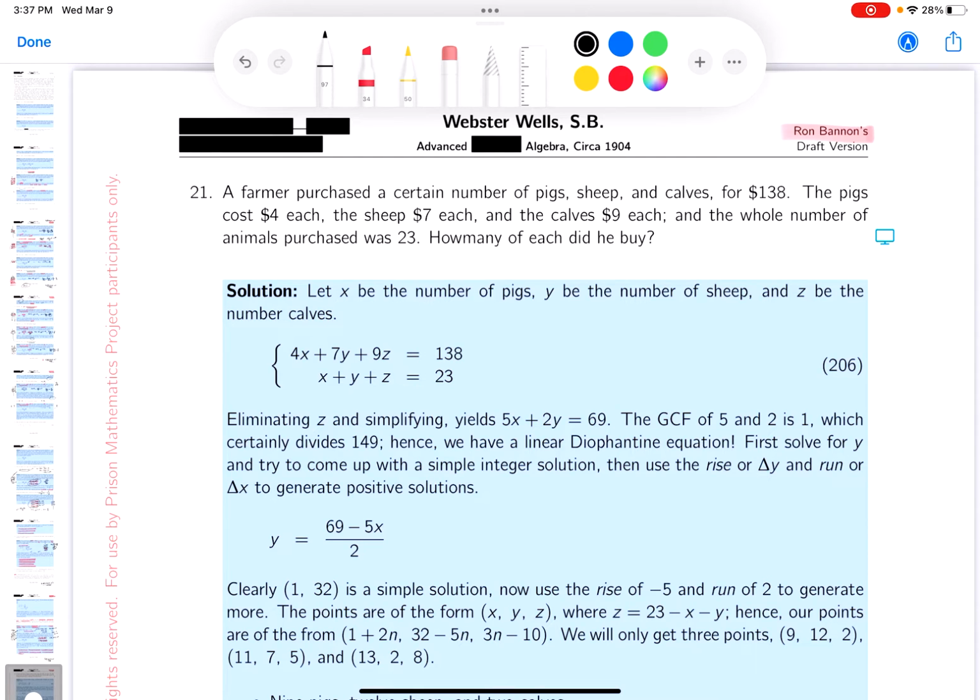Again, if you got to this section of the notes, we're on problem number 21. I'm not going to say they're easy questions, but they're good questions. They really are. You don't see this in a standard algebra class anymore.